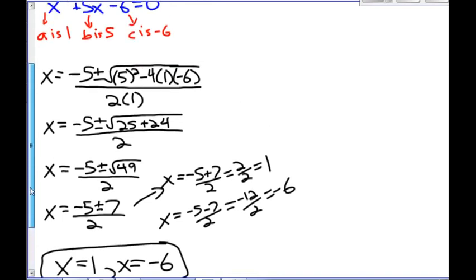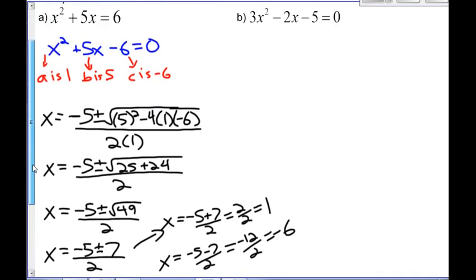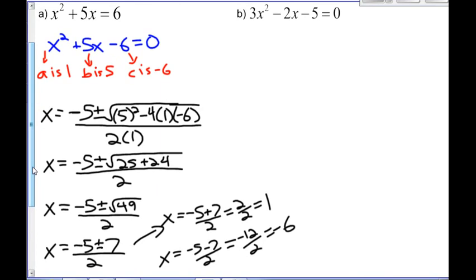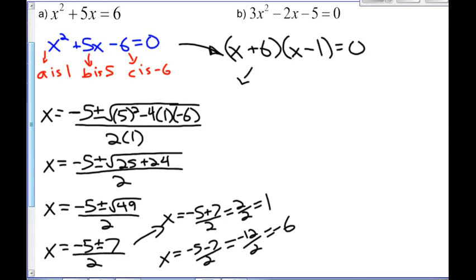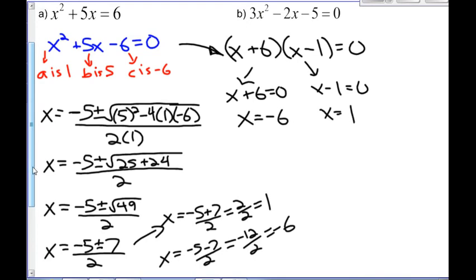Now, I don't think for this one that was a particularly efficient method, but it works. What we would have preferred to do is just factor this. Say, look for numbers that add to 5, multiply to negative 6, factor it, elementary equations. But the answers had better be consistent. They work both ways. We get negative 6 and 1.